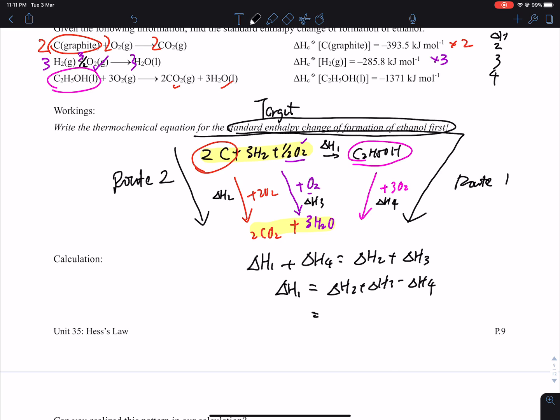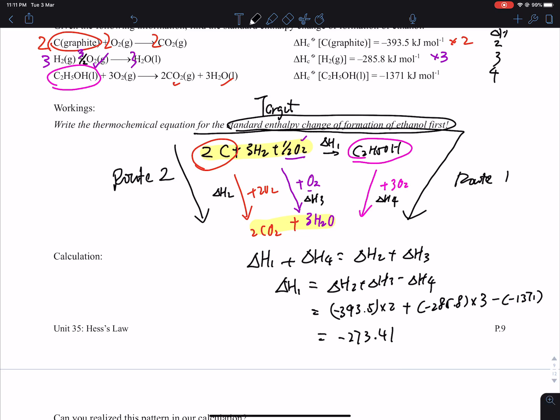So number 2, don't forget to multiply by 2. Negative 393.5 times 2 plus delta H3, negative 285.8 times 3, minus negative 1371, delta H4. So we get negative 273.4 kilojoule per mole for delta H1, this is the enthalpy change that we are calculating.